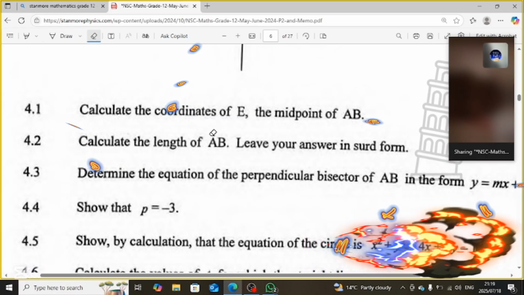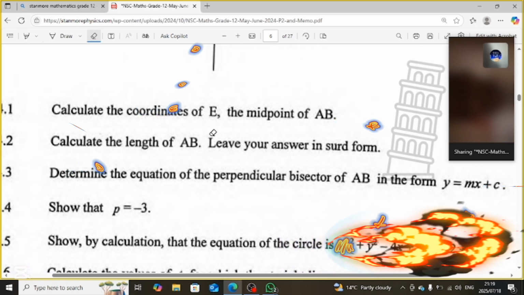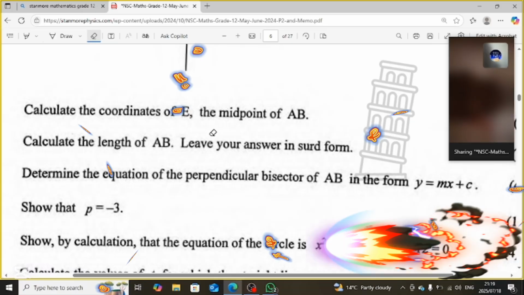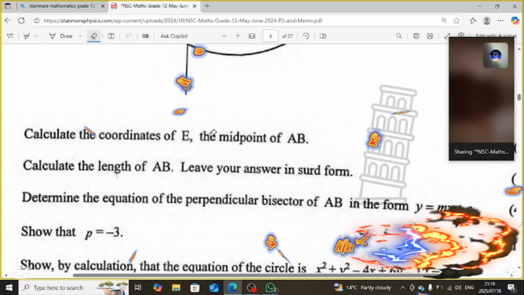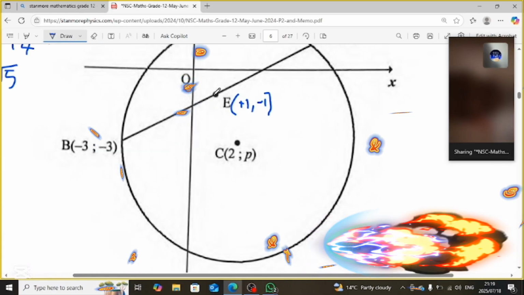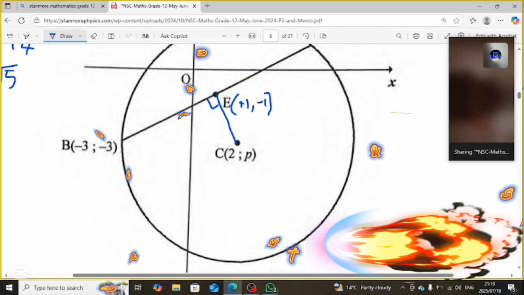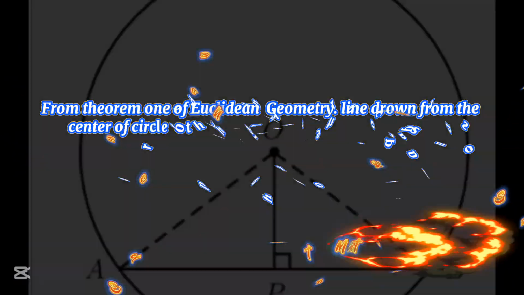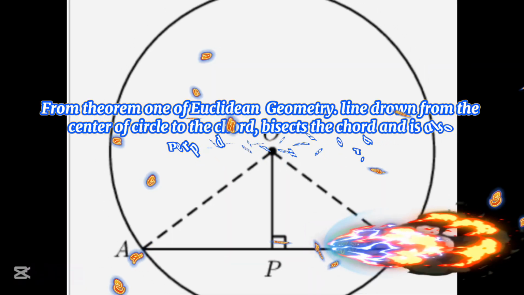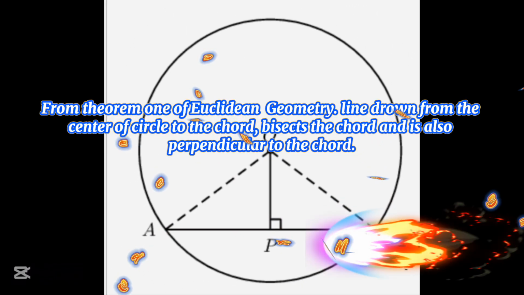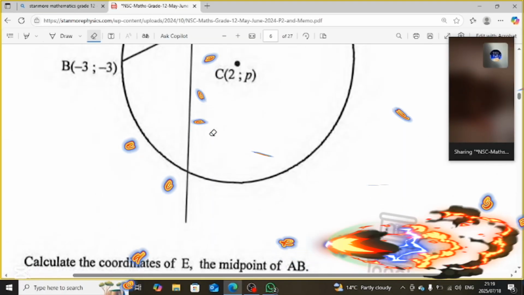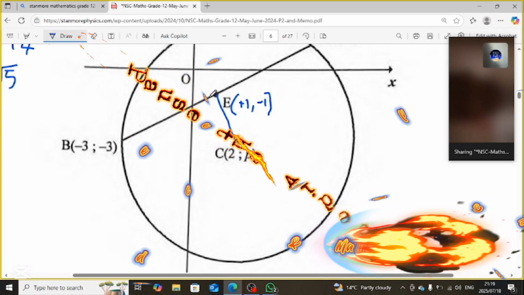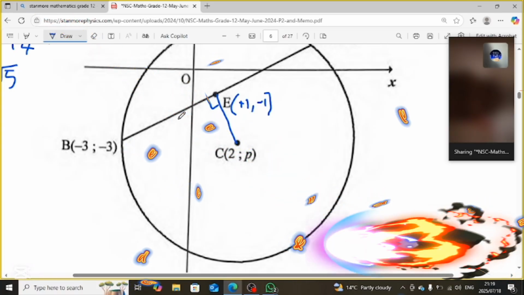Question 4.3. Determine the equation of the perpendicular bisector of AB in the form y equals mx plus c. This perpendicular bisector will then be CE, from Theorem 1 of Euclidean geometry: a line drawn from the center of a circle to the chord bisects the chord and is also perpendicular to the chord. Firstly, since we know that CE is perpendicular to AB, we have to find the gradient of the perpendicular bisector.